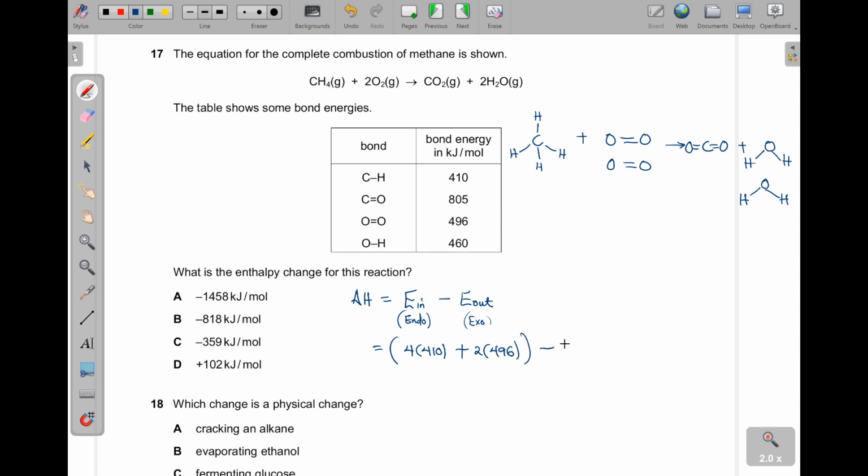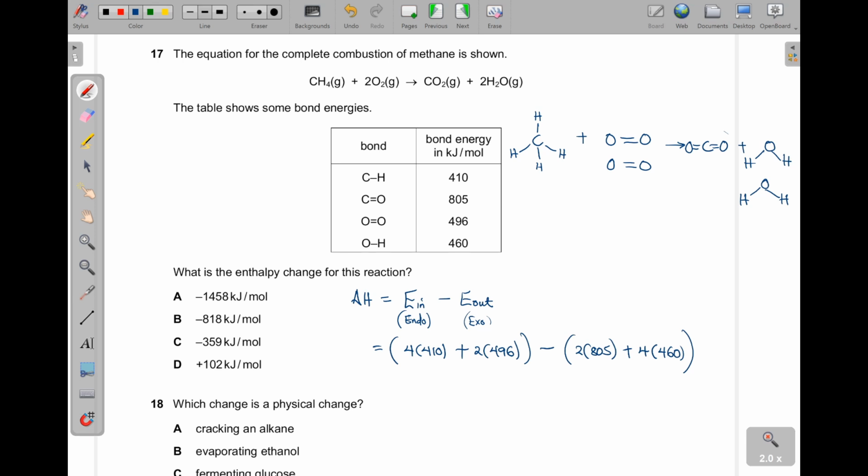Then I'll subtract energy out, the formation of these bonds. So carbon to oxygen double bond, there are 2 of them here. One is here, another one is here. So it will be 2 times 805. Then subtract, what do we have here? Oxygen to hydrogen. This is 1, this is 2, this is 3, this is 4. Oxygen to hydrogen single bond, 460. So we shall have 4 times 460.